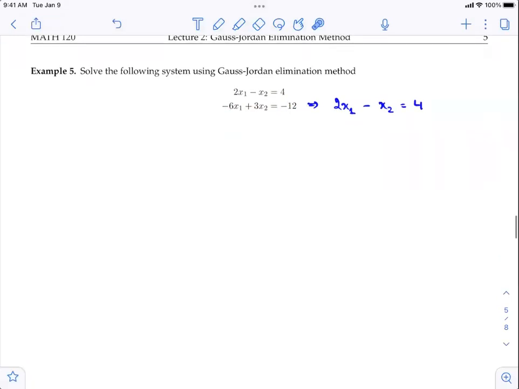Okay, so let's start with forming the augmented matrix of the system. Remember, the augmented matrix consists of the coefficient matrix and the constant matrix. So this is 2, -1, -6, +3, and on the right-hand side of the vertical line is 4, -12.